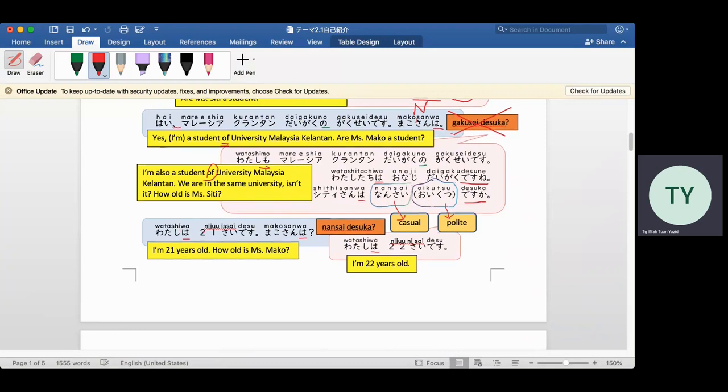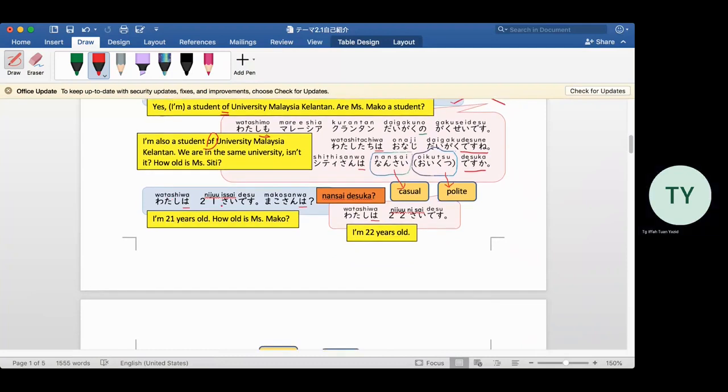Okay. Next, watashi wa. Watashi wa, I'm 21歳です. 21 years old. Okay. Mako-san wa again. Mako-san wa, here you have to write the intonation because this is a question. The original sentence is Mako-san wa nansai desu ka? But nansai is omitted here because it's already spoken. So you have to write intonation. Mako-san wa, how old is Miss Mako? Watashi wa 22歳です. I'm 22 years old. Okay.